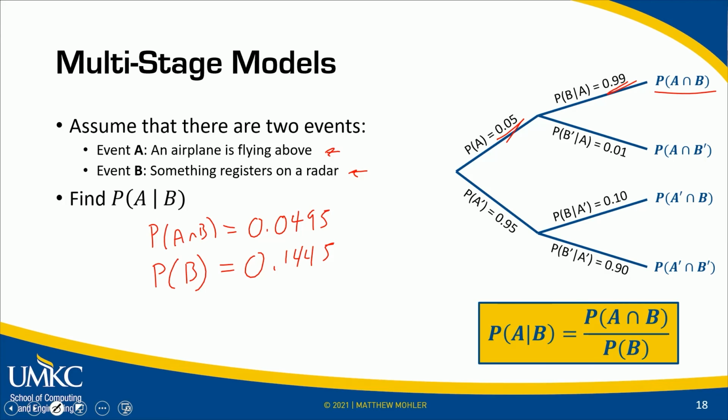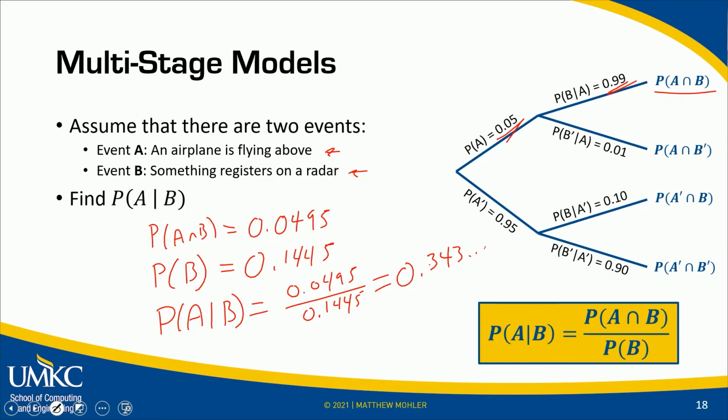So the probability of A conditioned on B is just equal to 0.0495 divided by 0.1445. And if we multiply that out, we'll find that it's roughly equal to a third. Specifically, it's 0.343, and that goes on.